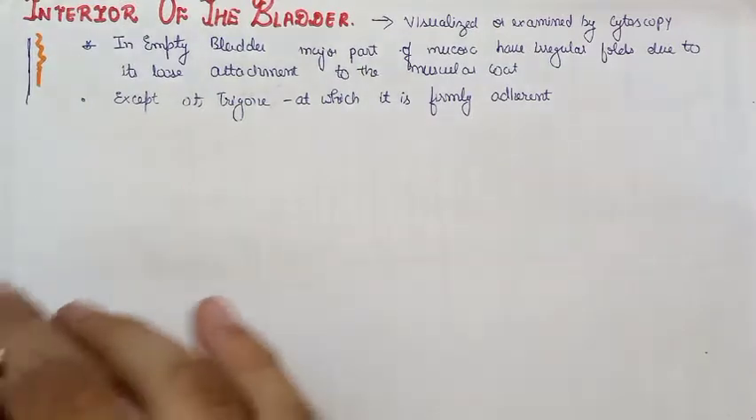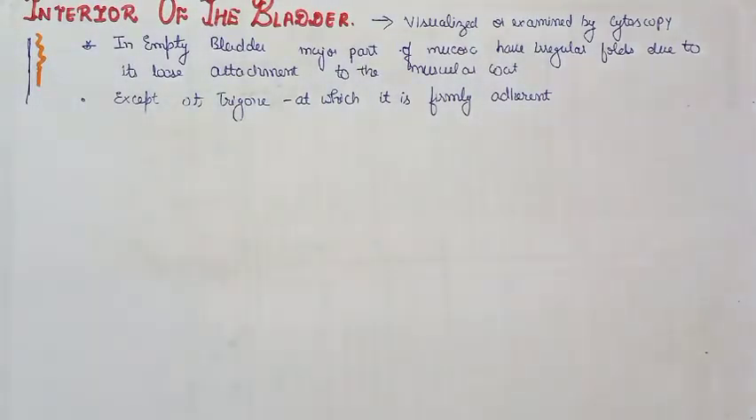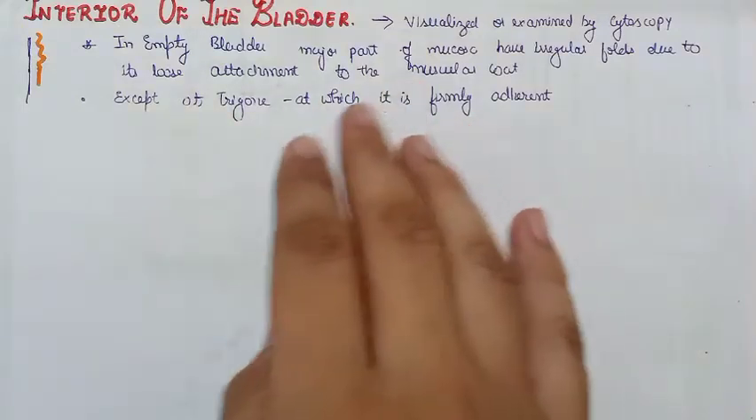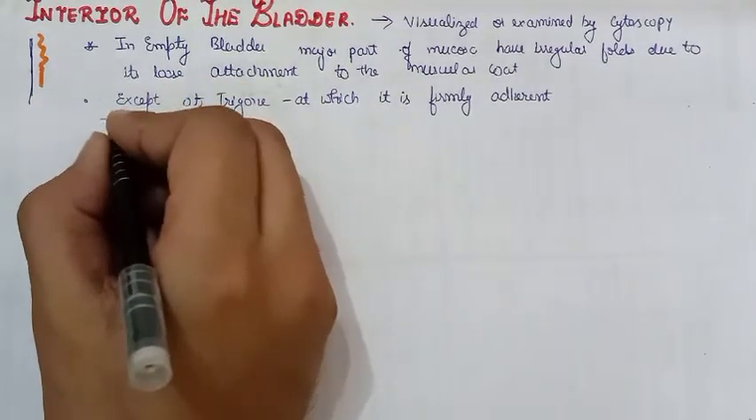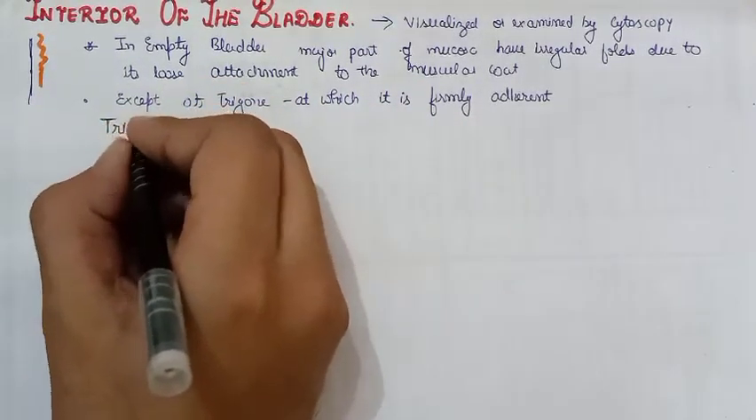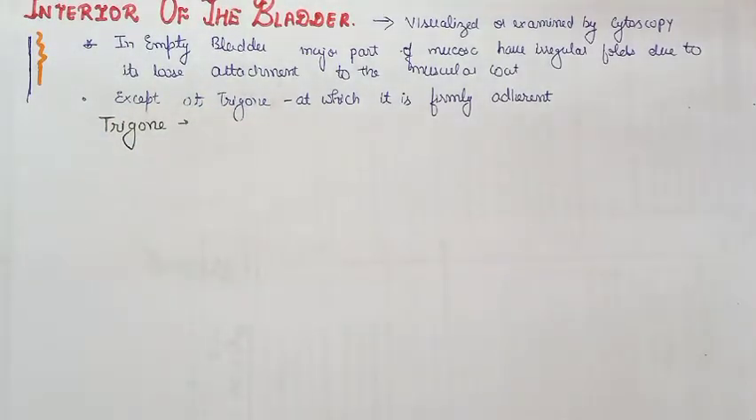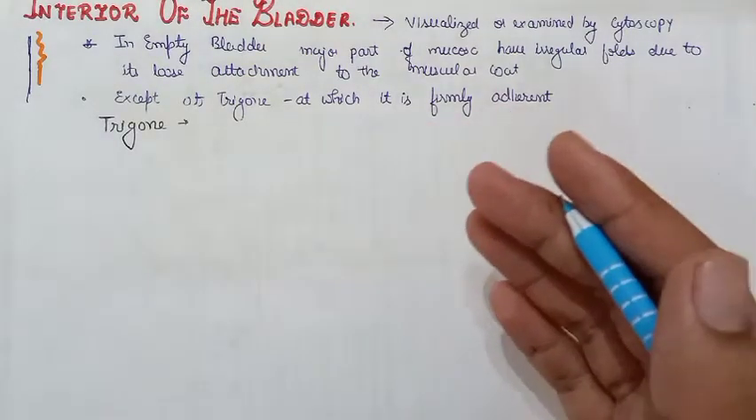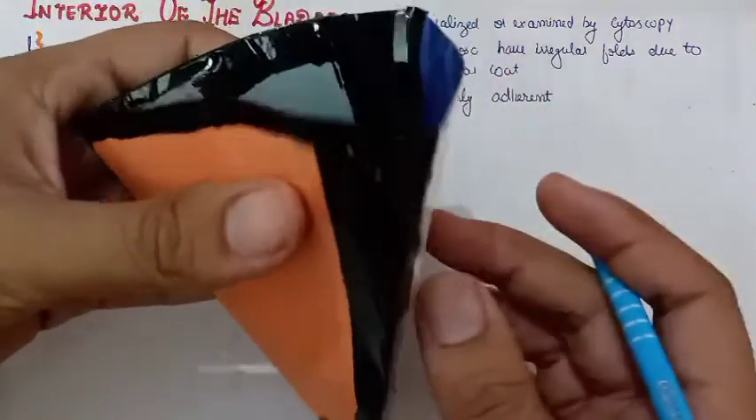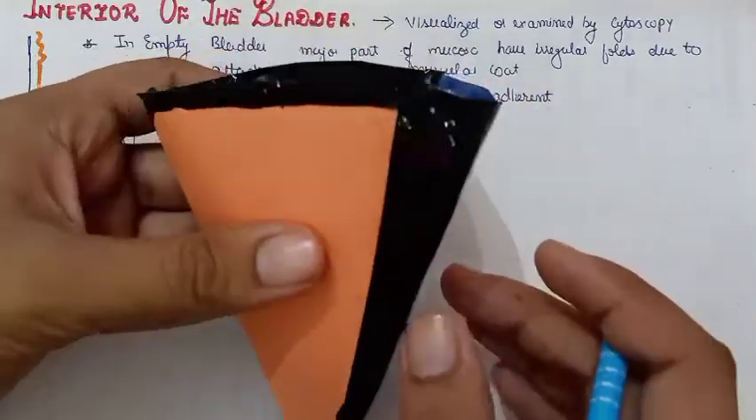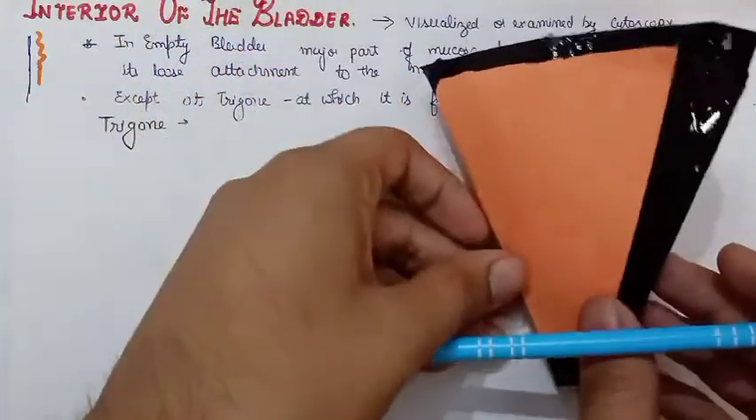So let's see what are these peculiar features of the trigone, or what's so special about this trigone. So let's talk about the trigone. As the name suggests, it is a triangular region on the posterior part of the bladder, that is at the base, the lower part of the base. So I will keep it like this.